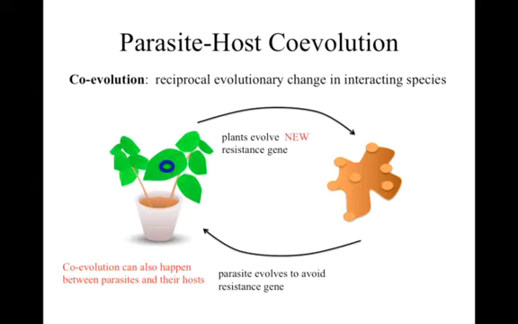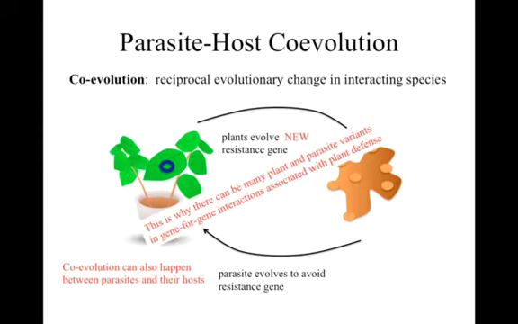So what happens? The plant evolves a new resistance gene. And so not surprisingly, this is why, when you have these gene-for-gene interactions, there can be many, many different variants of your plant resistance genes and your parasite effector genes because of this process of coevolution.